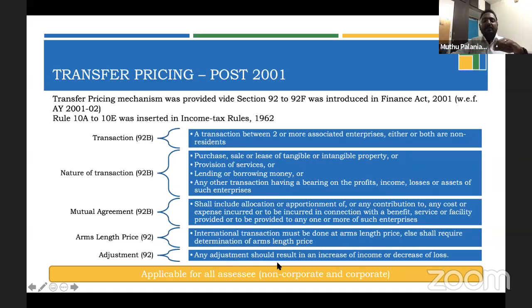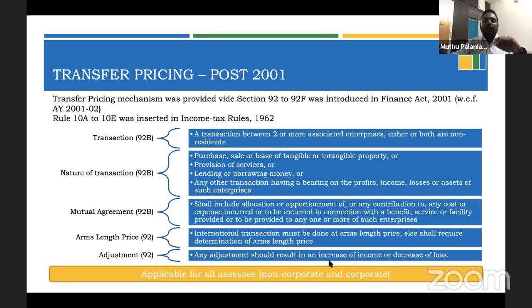Else, there must be an adjustment which should result in an increase of income or a decrease of loss. So it can happen either way, but it has to be accordingly adjusted. Which means you cannot decrease an income or increase the loss.